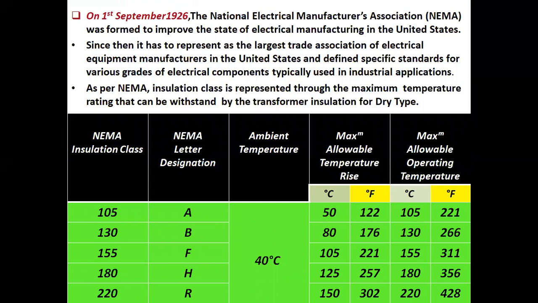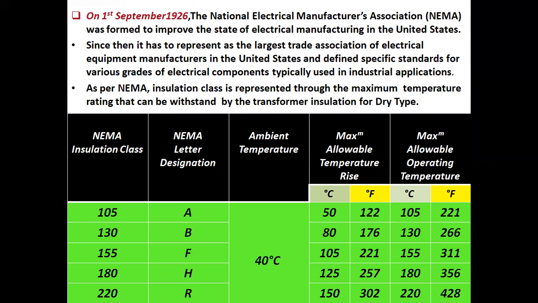On 1st September 1926, the National Electrical Manufacturers Association, which is called NEMA, was formed to improve the state of electrical manufacturing in the United States. Since then, it has represented the largest trade association of electrical equipment manufacturers in the United States and defined specific standards for various grades of electrical components typically used in industrial applications.